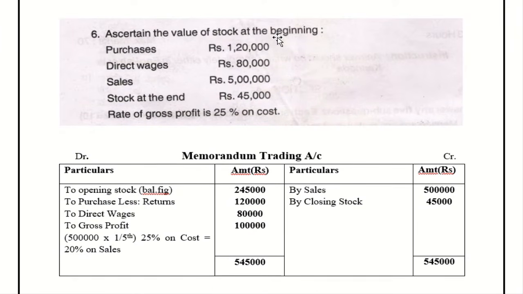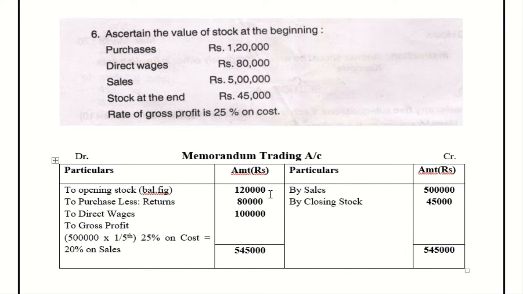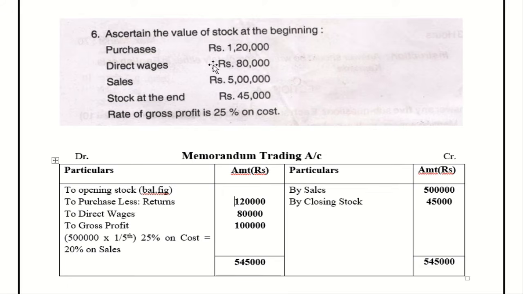Ascertain the value of stock at the beginning, that is opening stock. When you need to find out opening stock, closing stock, sales or purchases, you have to prepare a memorandum of trading account. So see here, the purchases given on the debit side are 1,20,000. Opening stock you need to find out. Then direct wages are 80,000, and sales is 5 lakh. Stock at the end, that is closing stock, is 45,000. And the rate of GP is 25% on cost. Then you have to find out the gross profit.